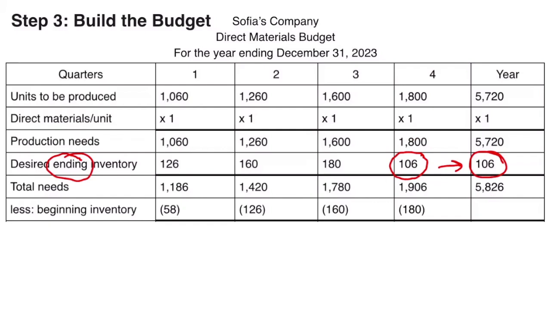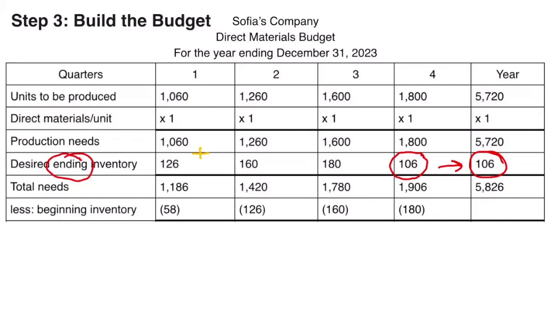Row 5 is total needs, found by adding production needs to ending inventory. And row 6 is beginning inventory. Just like production budget, you are given quarter 1's amount in the question. And as for the rest of the quarters, you will do the snake-like trick.